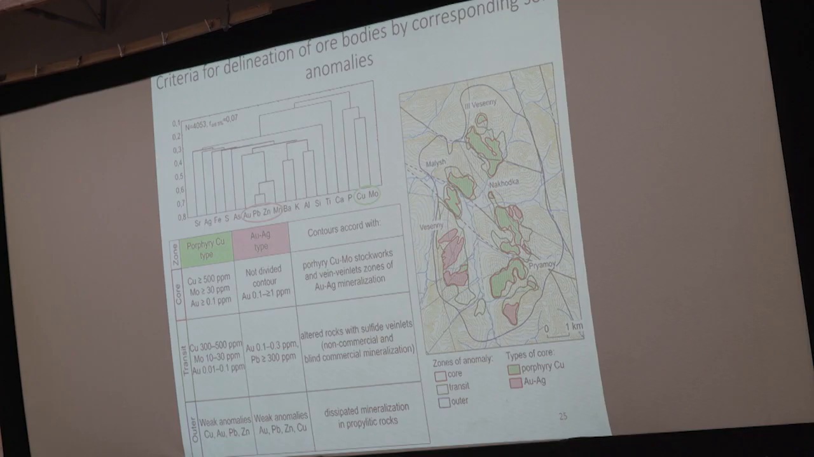We offered criteria to delineate prospective ore bodies by their corresponding anomalies in soils. Basically, we analyzed the structure of the geochemical field and marked its core, transit, and outer zones, where core zones correspond to ore bodies.